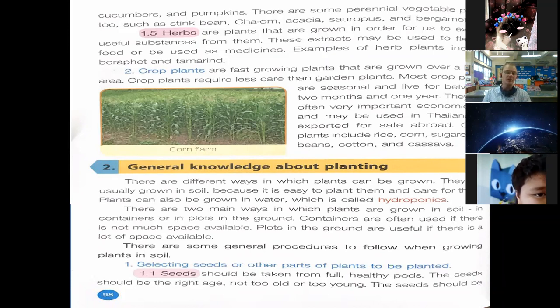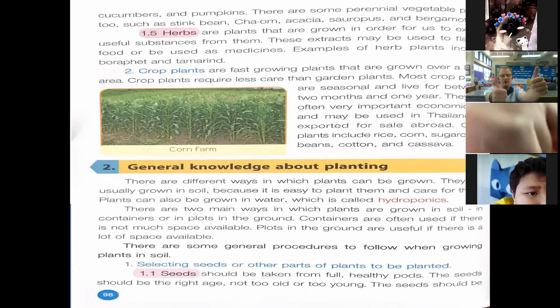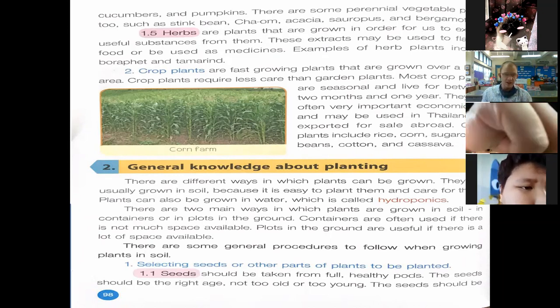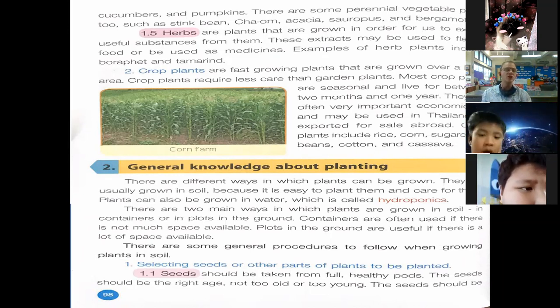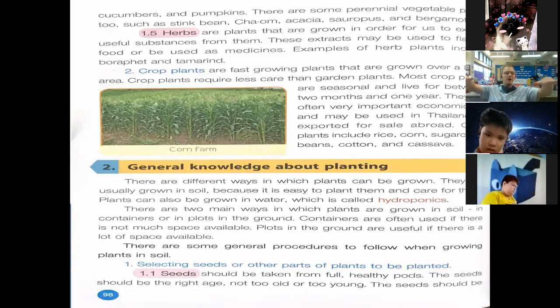So how do we decide what we are going to plant? We need some knowledge. We need some understanding. So the first thing we have to look at is, do we use soil or do we use water? Soil is traditional planting or hydroponics. Two of them we can use. So you decide. If you have a small space, you can use hydroponics because you can farm on top of each other. When you farm in soil, you farm on a surface area. So it has to be big.